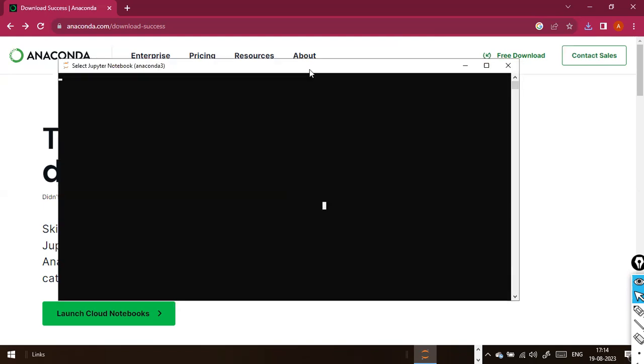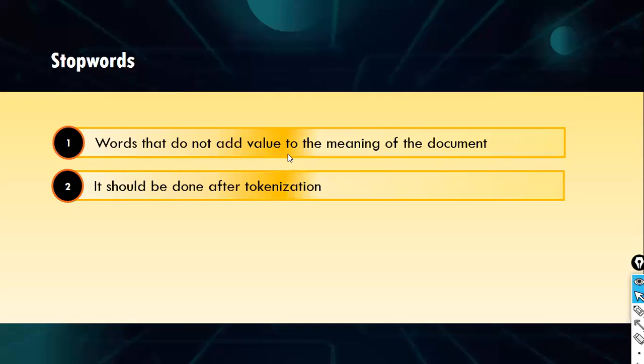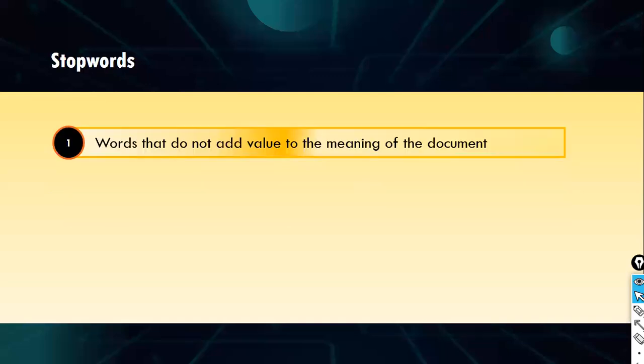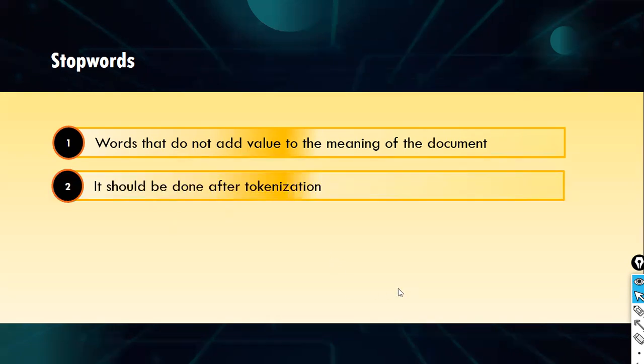Yeah. Once you are done with the tokenization, the next step is stop words. You need to remove the stop words. As I said, stop words are nothing but the words that do not add value to the meaning of the document, which means they don't give any context to the document. If you say the, there, was, when, while, this is not going to give any context to the text data. This step must be carried out after you are done with word tokenization.